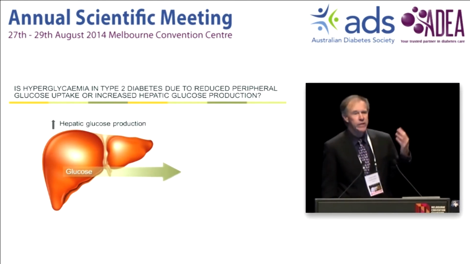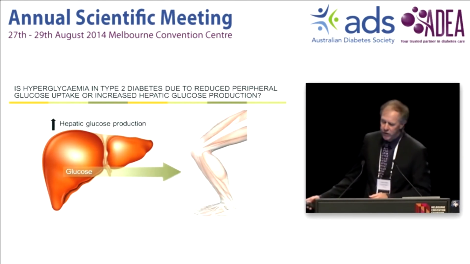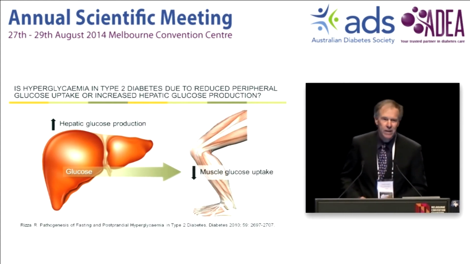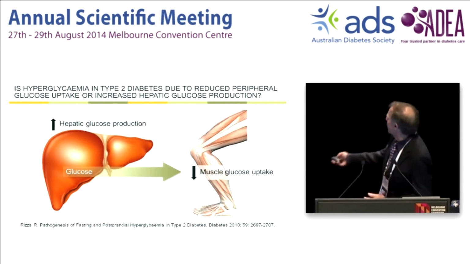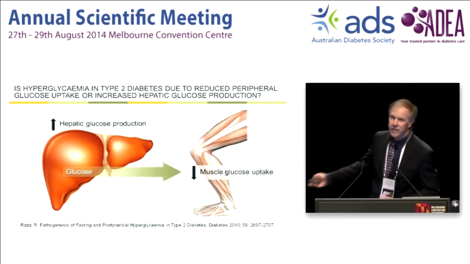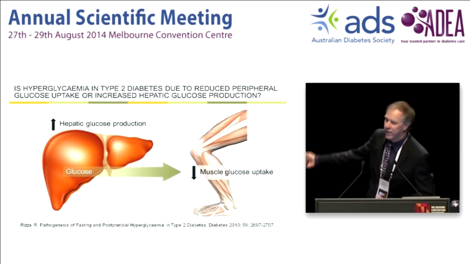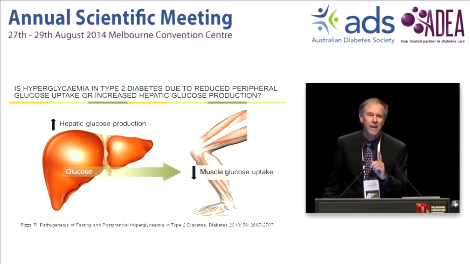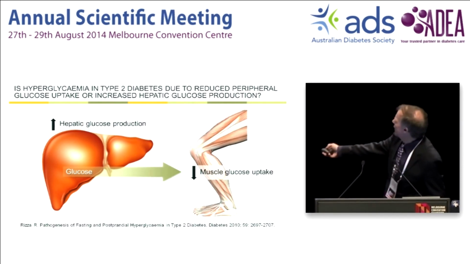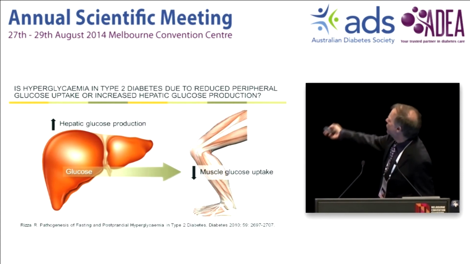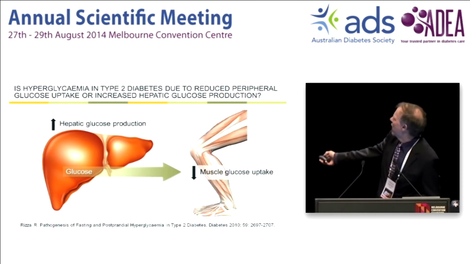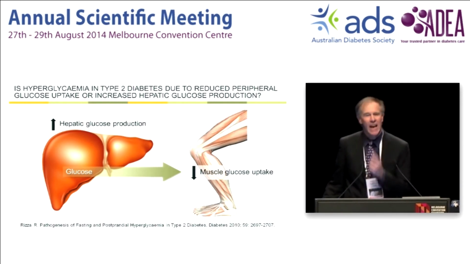Is it increased hepatic glucose production or reduced muscle glucose uptake that cause hyperglycemia? And most of you believe it's this. You're told that it's peripheral insulin resistance that's causing the problem, and you've just forgotten the liver. The reality is, if this is the problem, you would never have hyperglycemia. Listen to that. If that was the problem, you'd never have hyperglycemia, because the homeostat would say just cut down the glucose production. So if you have hyperglycemia, you have to have excessive liver glucose production. It has to be there.